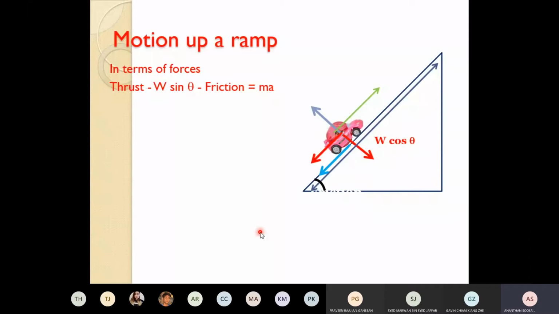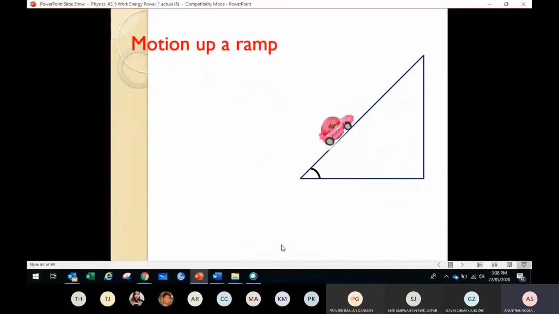Look carefully. If you put it in terms of energy, sorry. Oops, something wrong. Let me check.